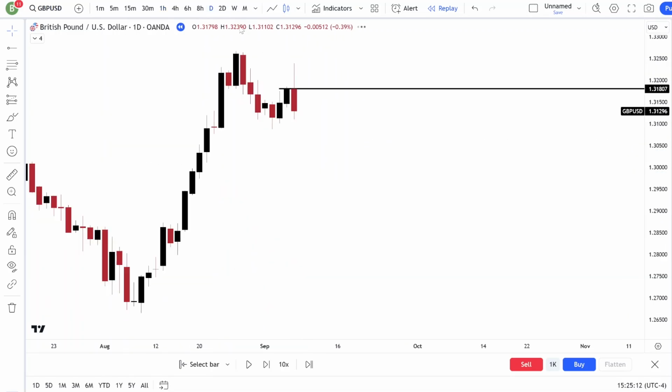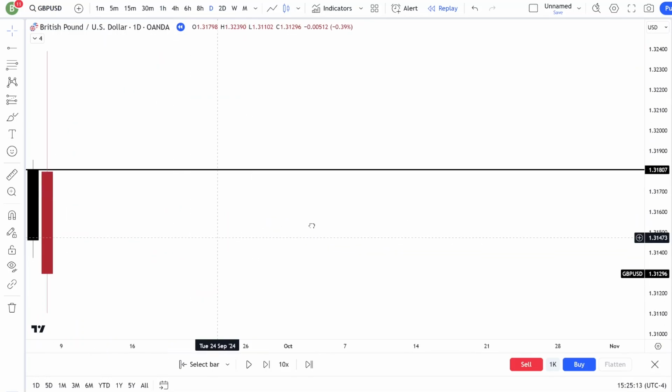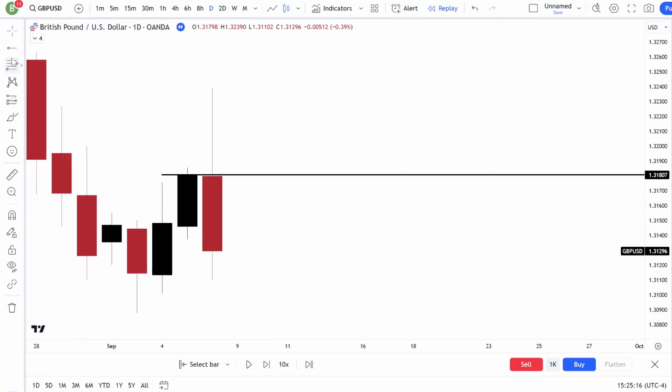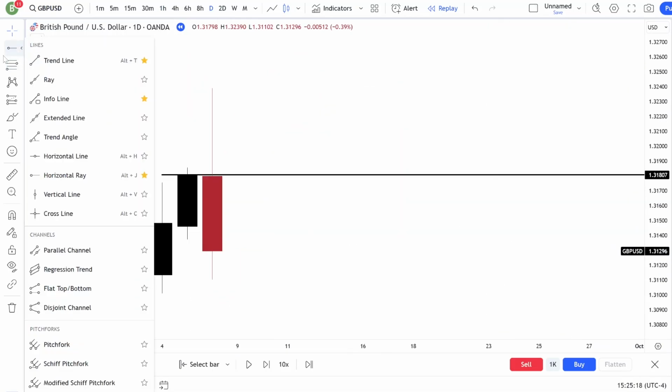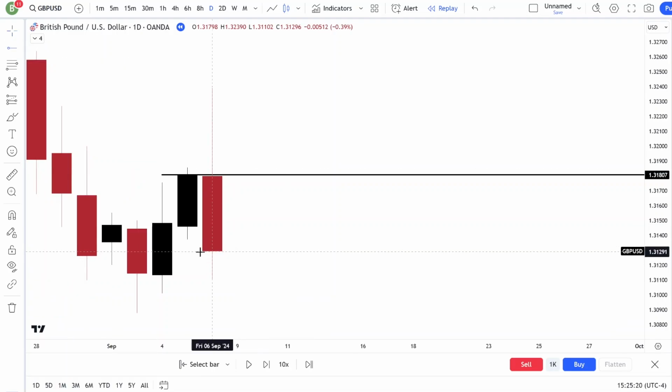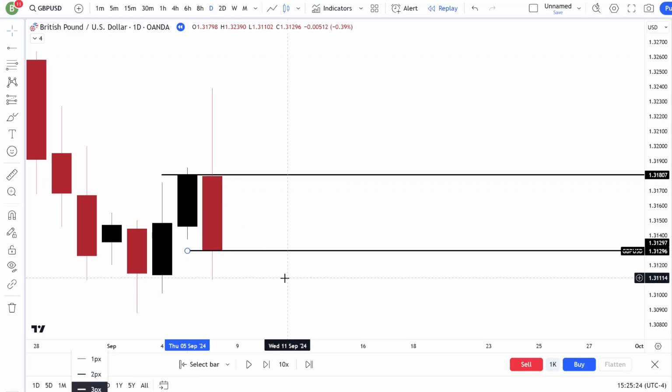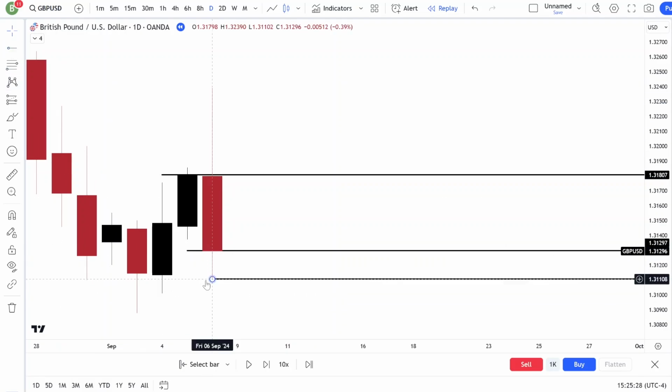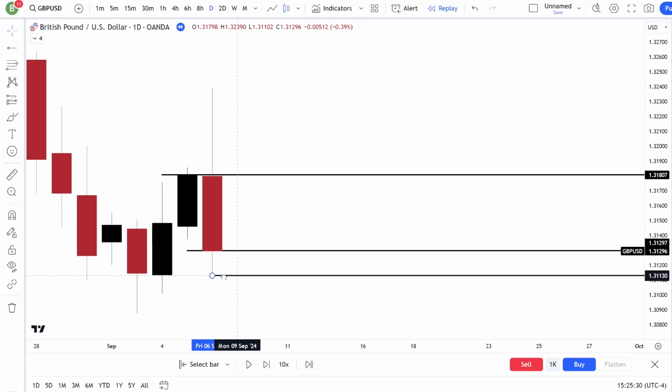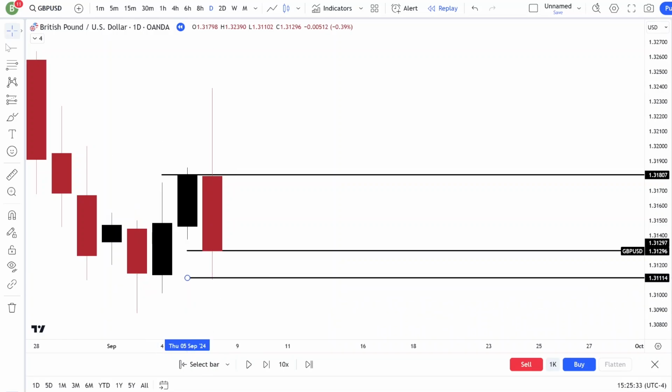Now let's go on the daily. So this was your candle. Now let's mark it. This was your candle close. This was your candle low. And this was your candle high.